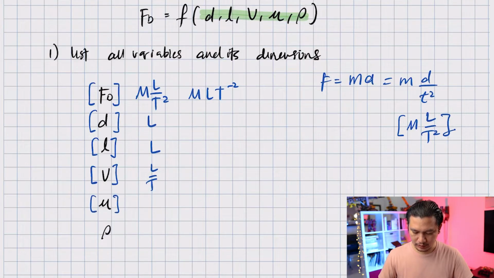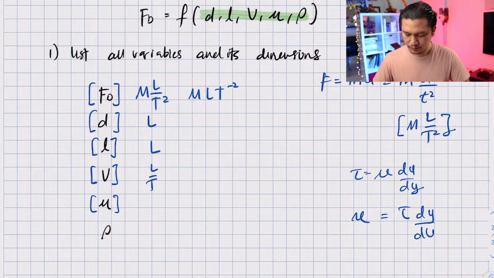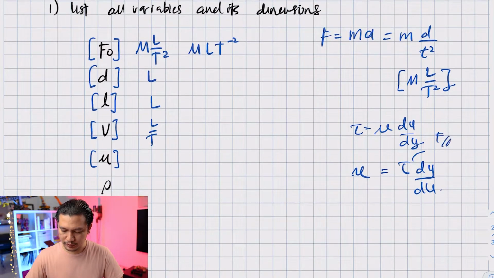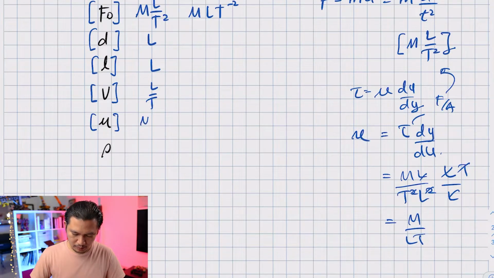Viscosity is a little bit tricky. So we have here tau equal to mu du over dy. So mu equal to tau times dy over du, and tau is basically force over area, and force is m l over t square. Area is simply length square, and then dy is length and du is length over time. So you end up with, cancel out t, cancel out l, this is simply m over lt. Okay, so I'm going to write it here, m over lt. Density is simply mass over length cube.